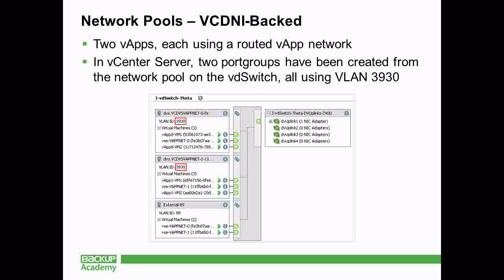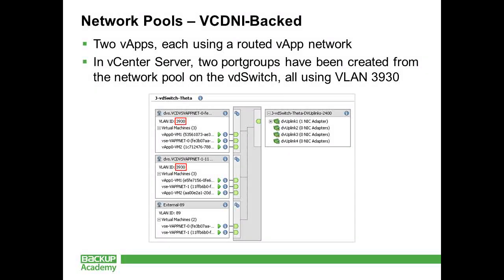So how does VCDNI look on the vSphere layer? You can see on this screenshot here that we have multiple port groups using the same VLAN ID 3930 with different VMs connected. So you have two vApps, each using a routed vApp network. So you can also see that there's a VM on there called a VSE, that would be your vShield Edge. So it's created two port groups from that network pool on the distributed virtual switch using the same VLAN. But it uses the DV filter to encapsulate this traffic.